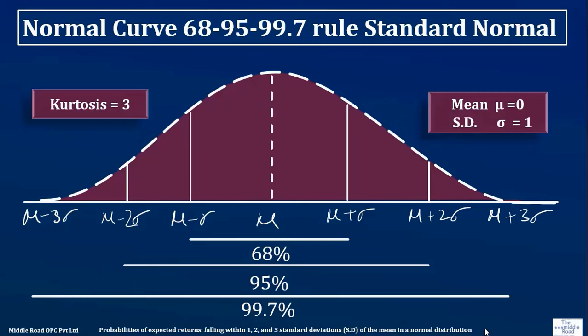Coming to a special type of normal distribution, that is standard normal. This is something which I took up in the CAPM series, capital asset pricing model series. It's got a kurtosis of 3, so that's known as heaviness of tails. Excess kurtosis is something we'll talk about today. It's got a mean of 0 and a standard deviation of 1. So we can take any distribution and convert it to a standard normal. It need not be a normal distribution.